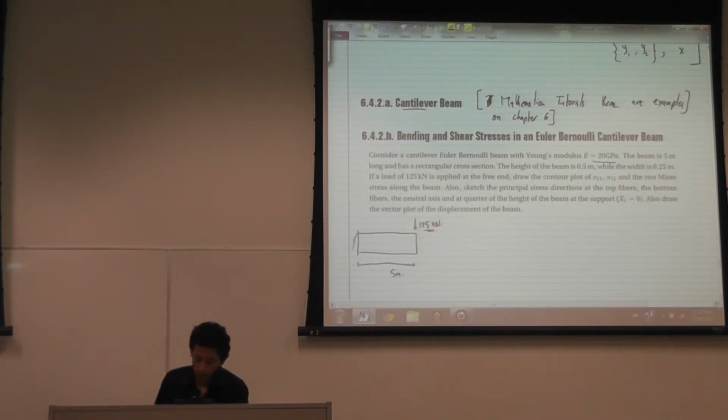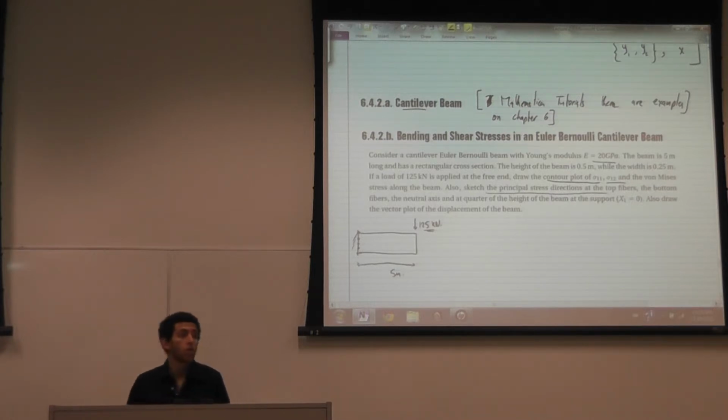We need to draw the contour plots of sigma 1, sigma 2, and the von Mises stress along the beam. Also, we need to sketch the principal stress directions at the top fibers and the bottom fibers and the neutral axis and at quarter of the height of the beam at the support. So I want to know the direction of the principal stresses at this point. And I would like to draw the vector plot of the displacement of it.